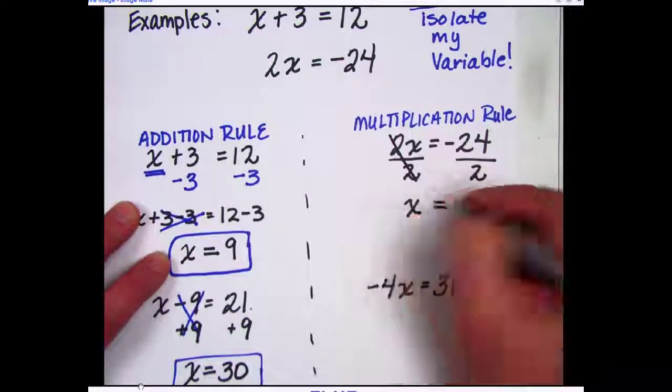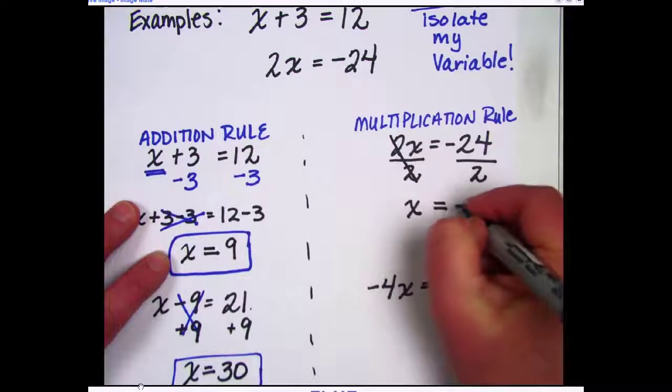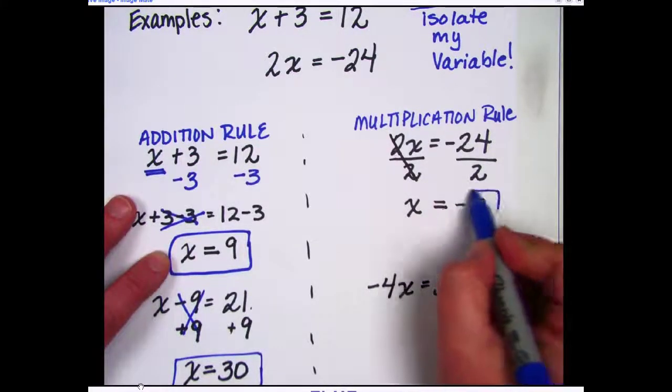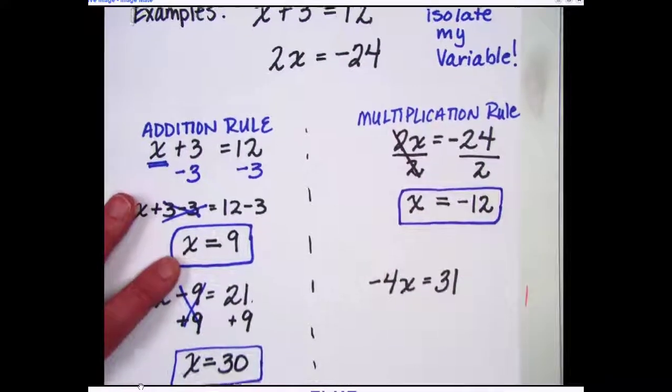I have my equal sign, and over here I have negative 24 divided by 2. It would give me negative 12. And that would be my answer. Again, I know it's my answer because my variable is isolated all by itself.